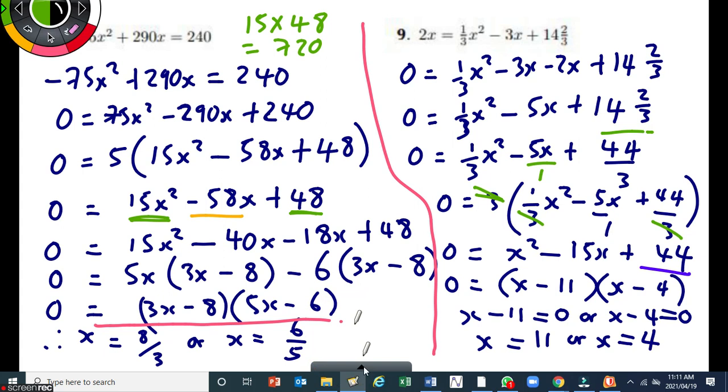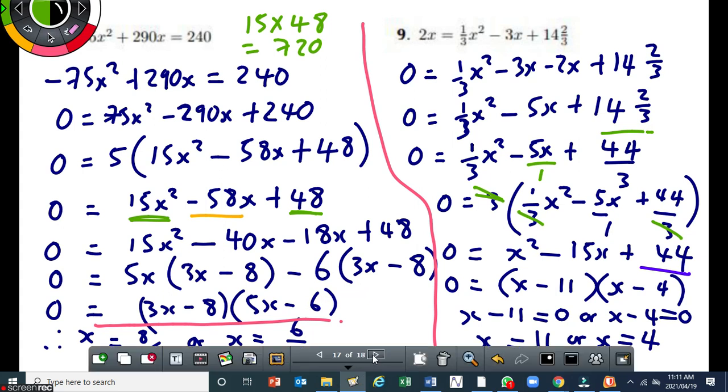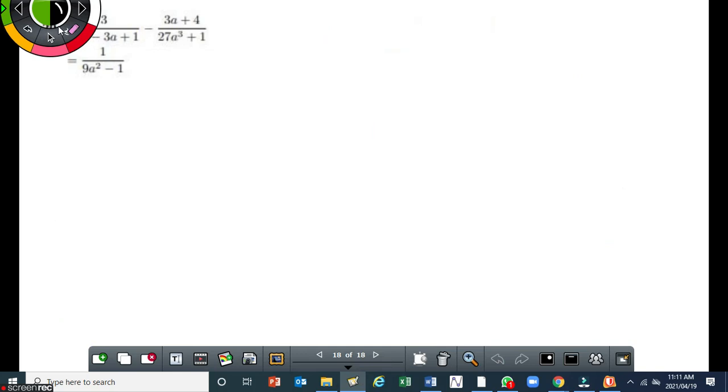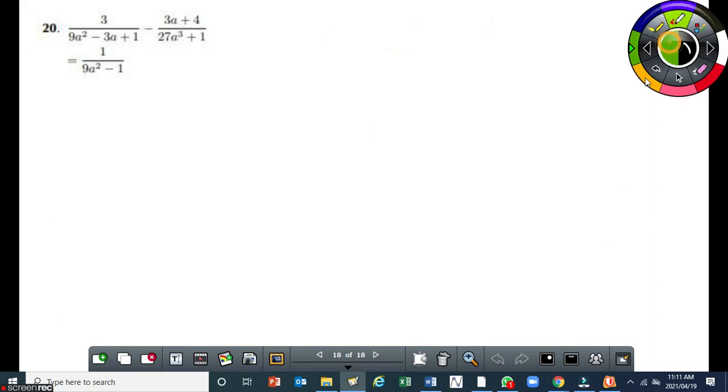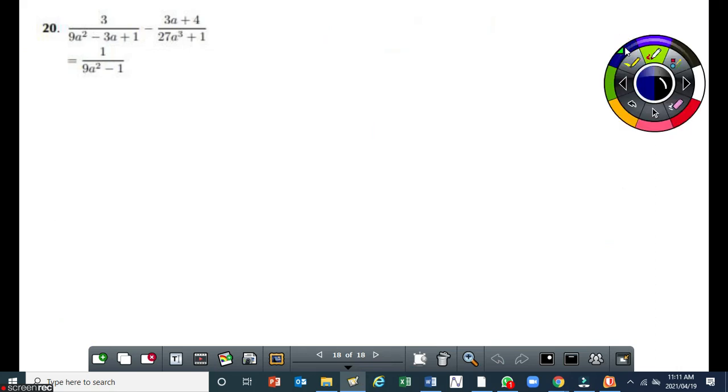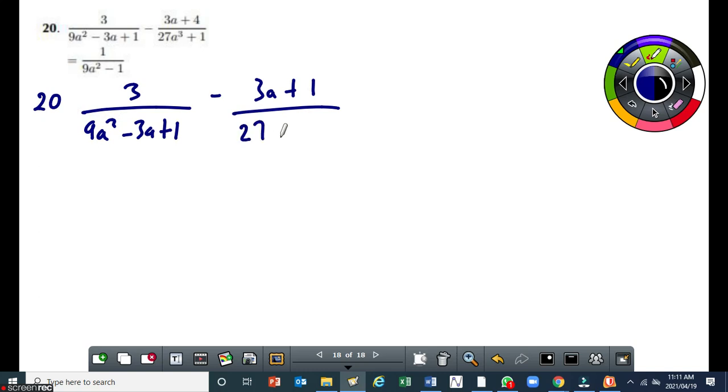All right, the last one requires your knowledge of algebraic fractions. I'm going to rewrite it and then we'll factorize to simplify it. So I'm going to rewrite the whole question. We have 3 divided by 9a squared minus 3a plus 1, minus 3a plus 1 over 27a cubed plus 1, which is equal to 1 over 9a squared minus 1. So that's the question we have.